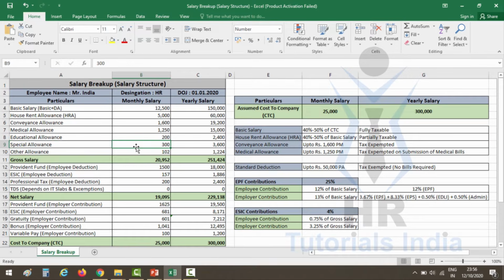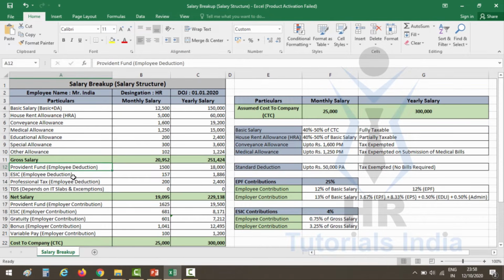Then comes special allowance, which, as I already mentioned, varies from company to company. So I have taken 300 as special allowance. Finally, the other allowances, just for adjustment purposes to make it a round figure of CTC. In the previous slide, I explained that net salary is calculated from gross salary minus employee deductions. So this is the gross salary, which we have already calculated.